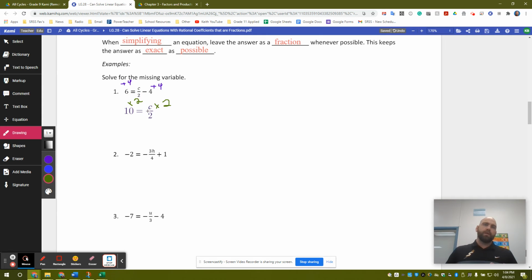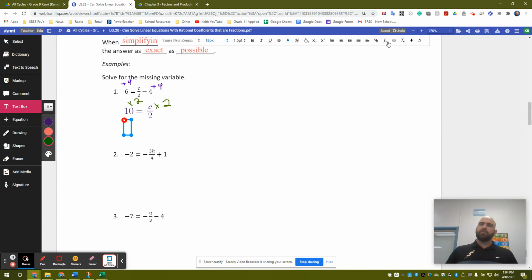Remember, whatever we do to one side, if we need to get rid of the denominator, we have to multiply every term by that denominator. Okay, so we have to multiply by 2. 10 times 2 is 20. If we take c over 2 and multiply it by 2, that's just going to give us c all by itself, and it tells us that 20 is our final answer for c. So we move the constant over, multiply by the denominator, and then if there is a numerator still there, we would divide by that value.